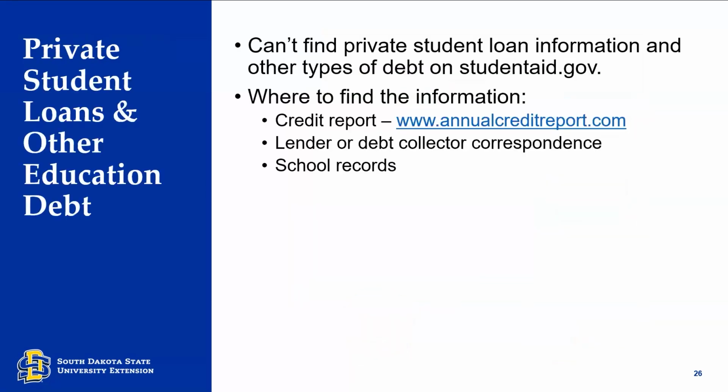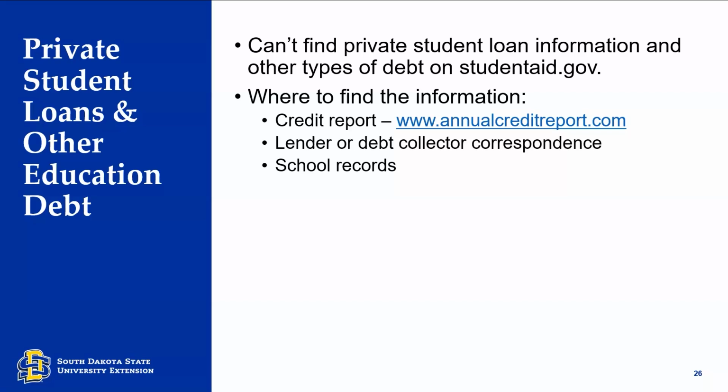And then for private student loans, you can find all your information about federal student loans on the studentaid.gov website. Private student loans, you can't find it there. And so you need to go to the lender to find that information, look at school records if you can't remember who the lender is, or even go to your credit report at annualcreditreport.com. All of those loans that you have, student or private or federal, are going to be listed there.